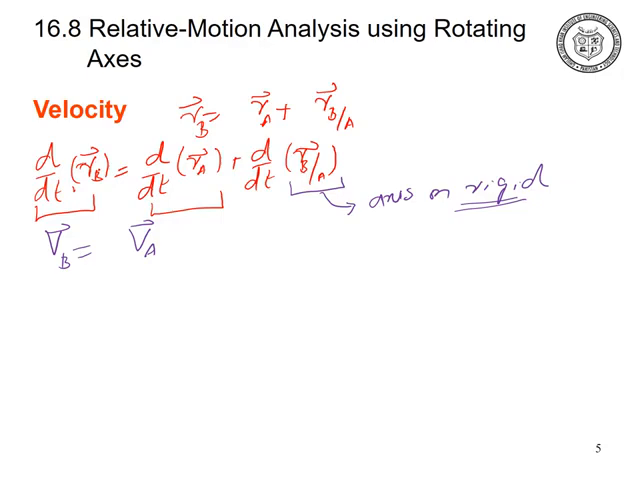In the previous slide I also wrote RB with respect to A is xi plus yj. So by substituting the value of RB with respect to A, we get the equation VB equals VA plus d by dt of xi plus yj, where i and j are the unit vectors of the axes on the rigid body.